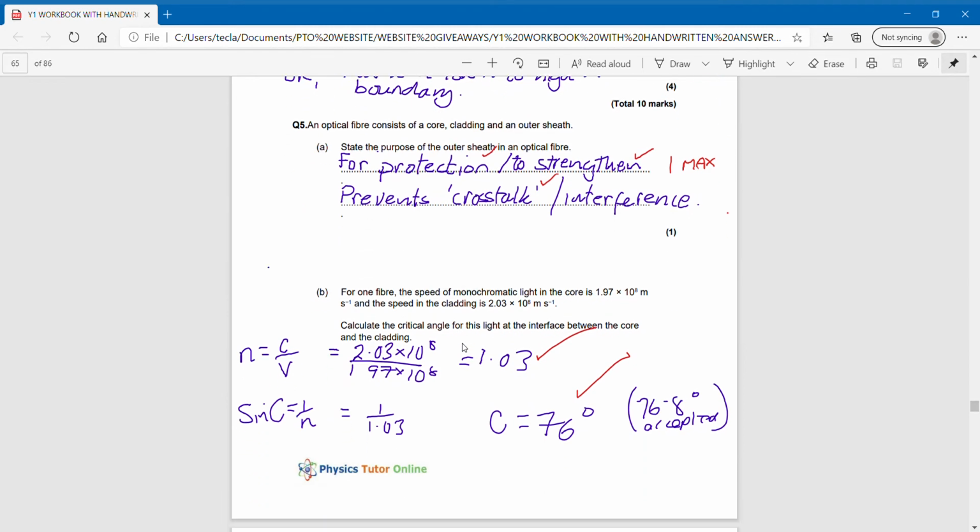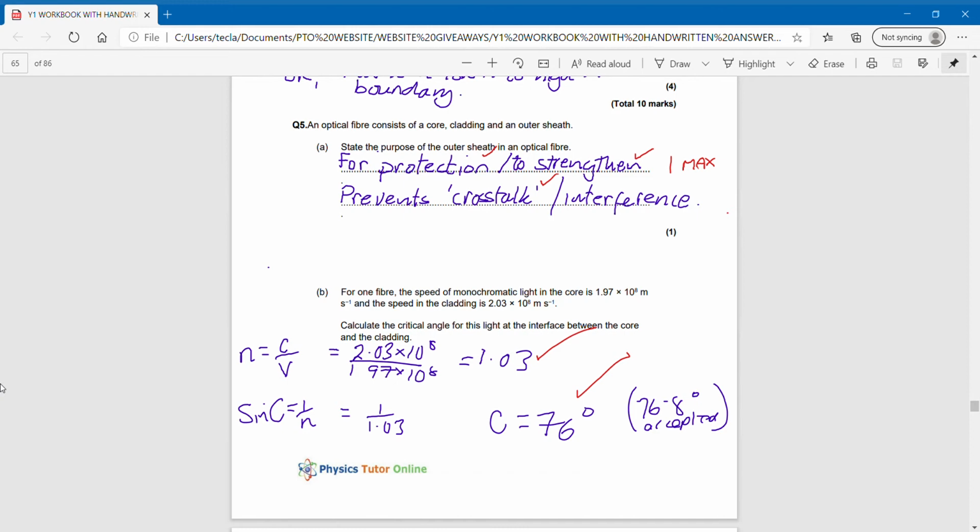Question 5. An optical fibre consists of a core, cladding and an outer sheath. State the purpose for the outer sheath in an optical fibre. So it's for protection or to strengthen, prevents crosstalk, you could say, or interference.